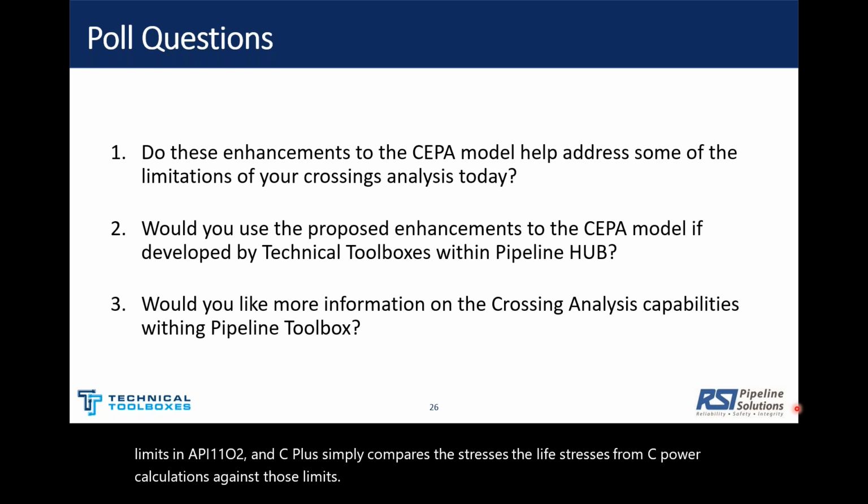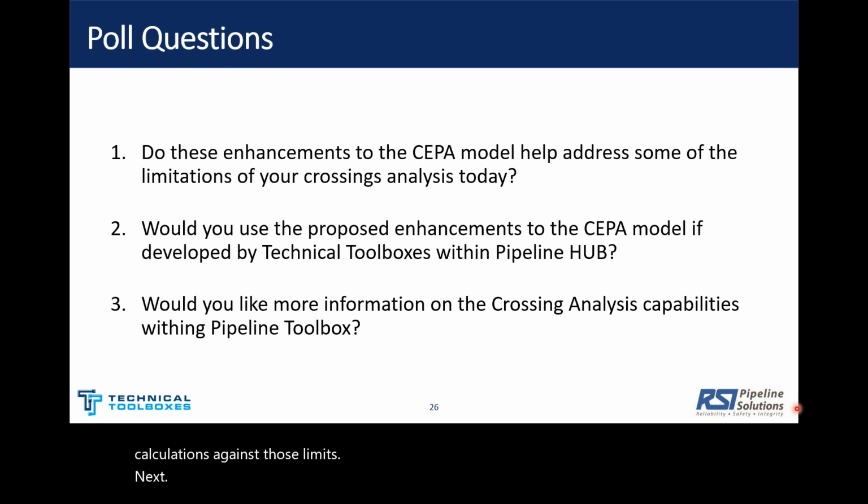Okay. Next, the CEPA calculator appears to have a lower limit for depth of cover before it does not calculate correctly. Why is this, and what is the lower limit? For example, a calculation on a 20-inch pipe may fail at 1 foot of cover, but pass at 1 inch of cover.